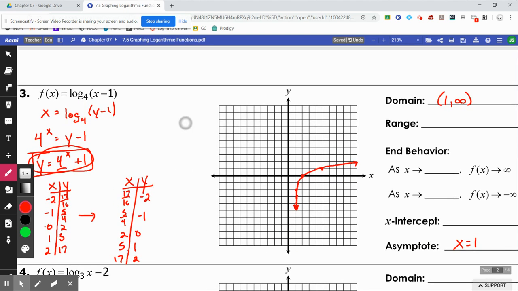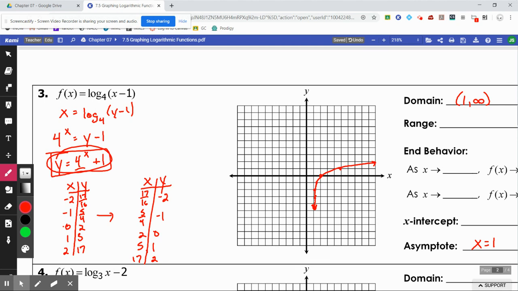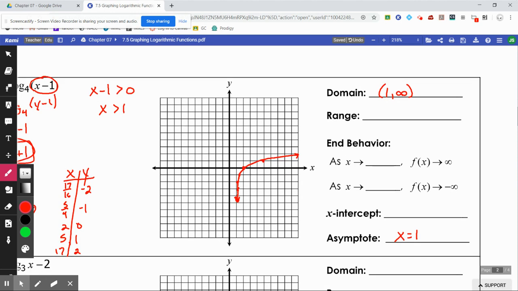And again, the reason for that, you can do it like this. The stuff that you're taking the logarithm of, x minus 1, has to be bigger than 0. You cannot take the log of a negative. You cannot take the log of 0. Once you solve that by moving the 1 over, it tells you that your x values have to be bigger than 1. So therefore, that's how I get the 1 to infinity, or by looking at my graph.